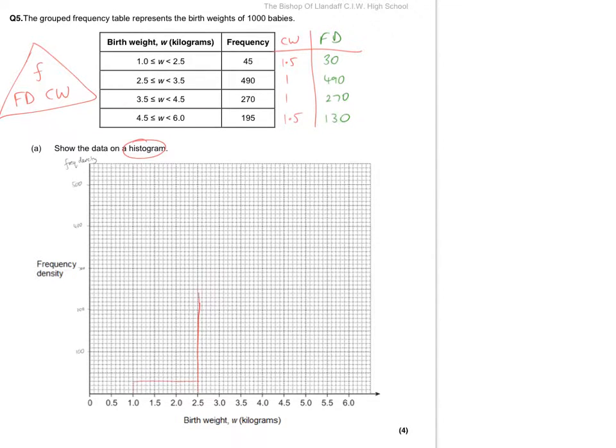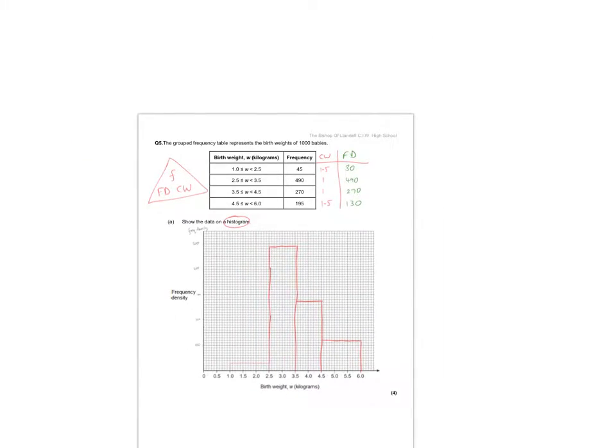Now again, use a ruler. I haven't got one. So there, and that went across to 3.5. Okay, so again, like I said, you'd use a ruler. Then 270, so that's 3 down from 300, and that went across to 4.5. And then finally 130, and that went up to 6. So there's 100, 3 up from there. So like that. Okay, so that's what your histogram should look like.